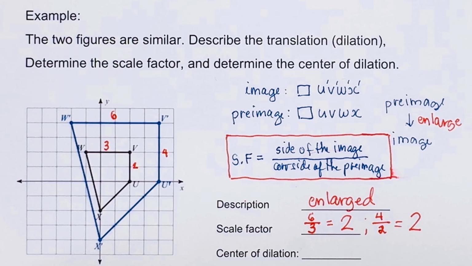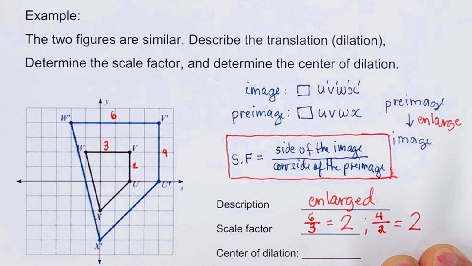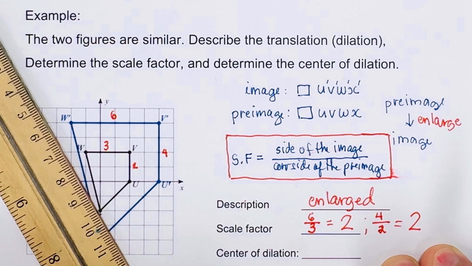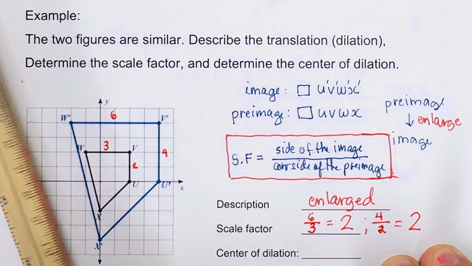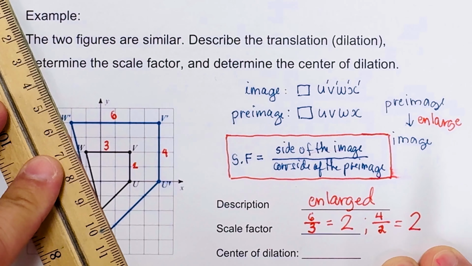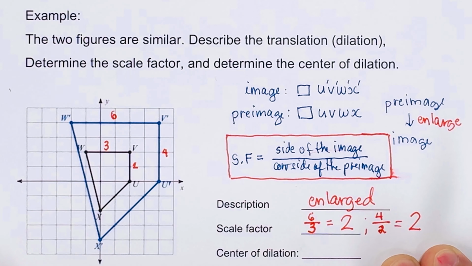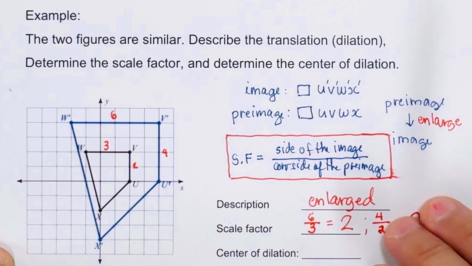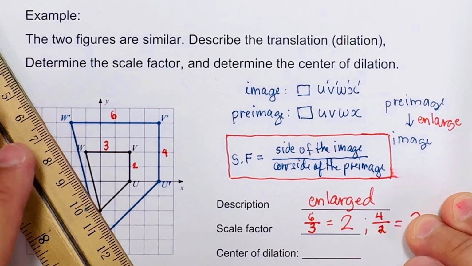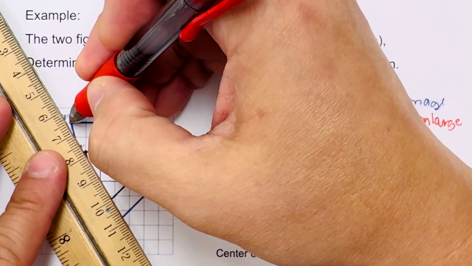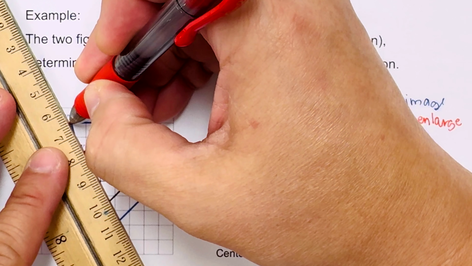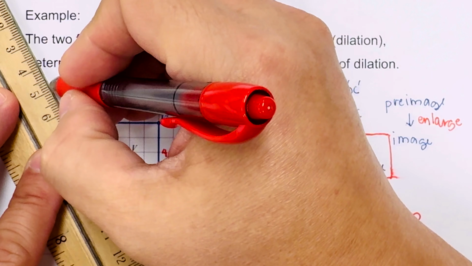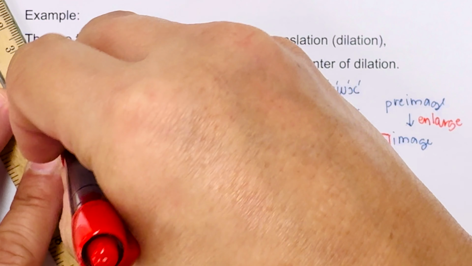Okay. Now let's find the center of dilation. So how do we find the center of dilation? What we do is connect the two corresponding angles. So W and W prime are corresponding angles. So I'm going to connect them and draw a line that connects these two together.